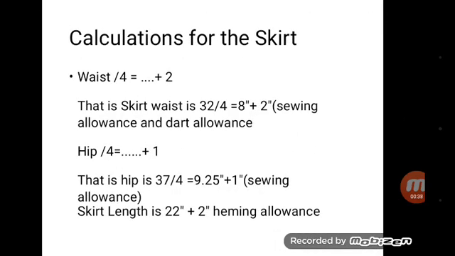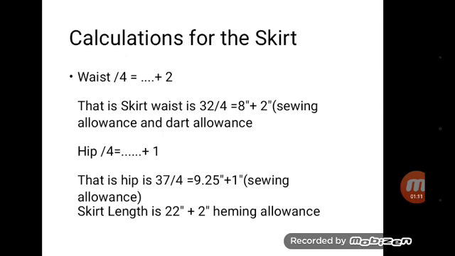For us to start cutting the skirt, we need to consider the measurements: the waist, the hip, and the skirt length. The waist measurement will be divided into 4 with the addition of 2 inches. The 2 inches is for sewing allowance and the dart allowance. The dart we are going to be putting is from the waist 4 inches down.